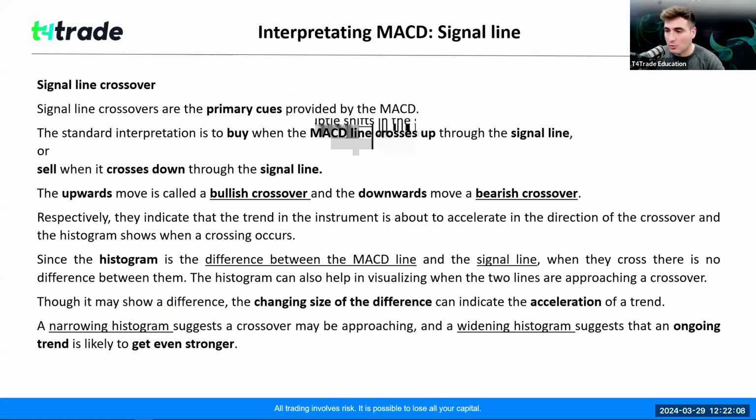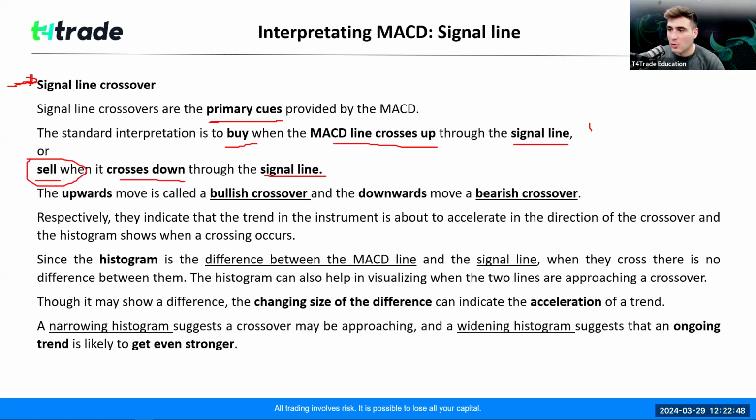Of course, we have to finish up quite quickly. This is the last slide, guys. The signal line crossover is one of the most used ones. Signal line crossovers are primary cues provided by the MACD, the blue line crossing above or below the red line. The standard interpretation is to buy when the MACD line crosses up through the signal line, the blue line crossing above the red line, a buy signal, whereas when the blue line crosses below the red line, you sell.